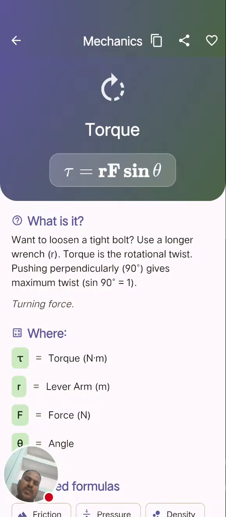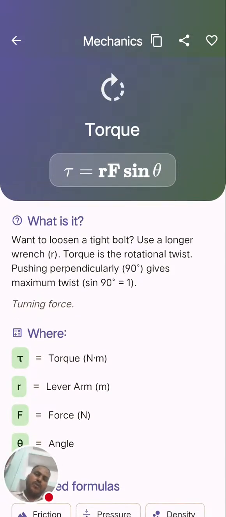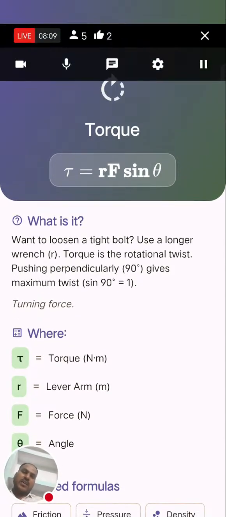Tau represents torque in Newton meter, r stands for the lever arm in meter, F stands for force, and theta stands for the angle between the lever and the force we are applying over the lever. So the final formula for torque is tau equal to r into F sin theta.